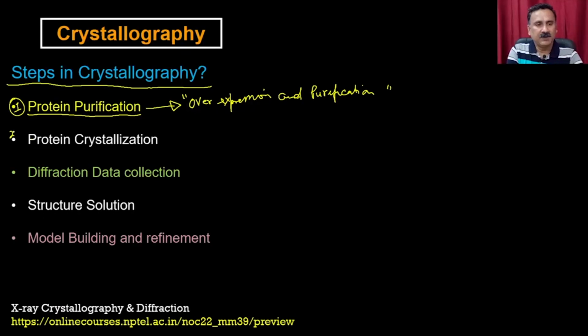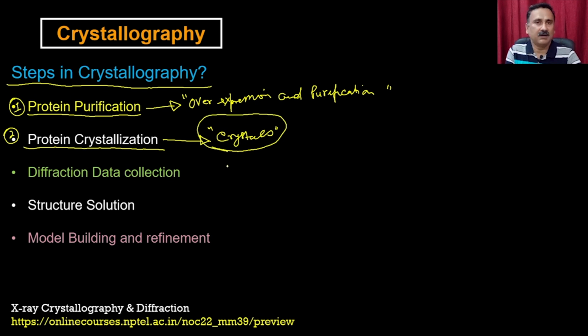Then step 2 is that you have to do protein crystallization. That is actually going to give you the crystals, right? That is the prime requirement of X-ray crystallography. Then step 3 is going to be diffraction data collection, which you are going to do with the help of X-ray diffractometers.